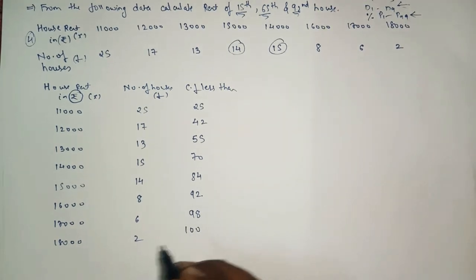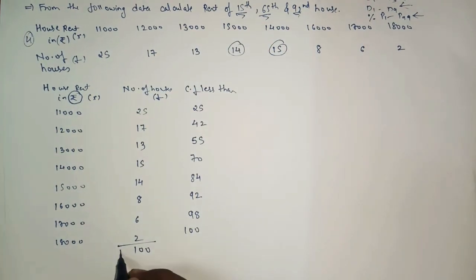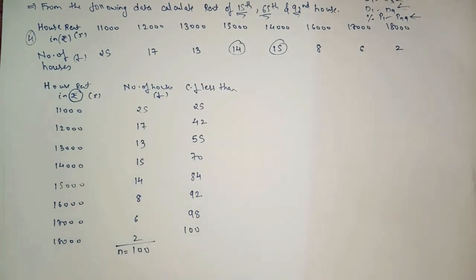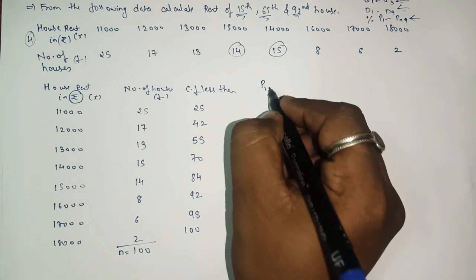If here you are getting 100, so of course this answer has to be 100 only. So here we can say we got the value of n. Okay, so here the first one you have to find is P15, yes or no?